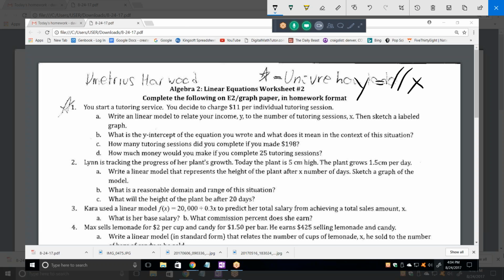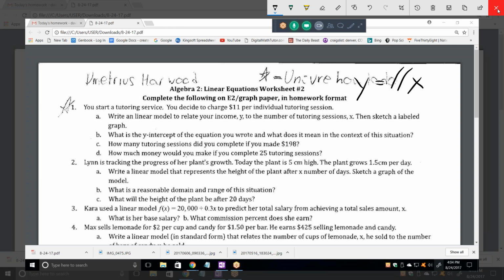All right, let's go on. How much money would you make if you complete 25 tutoring sessions? Use your calculator on this. 275. Good. I already did the math. Okay. All right, let's go to number 2.